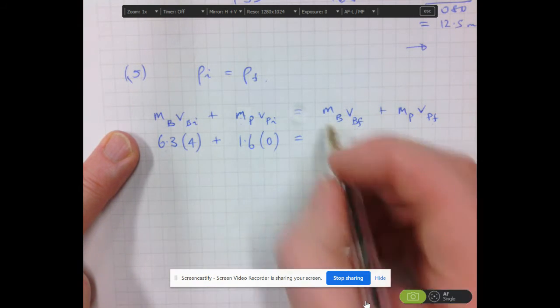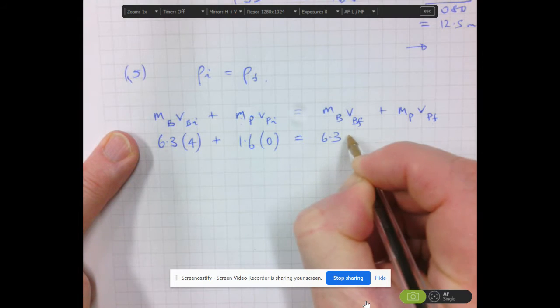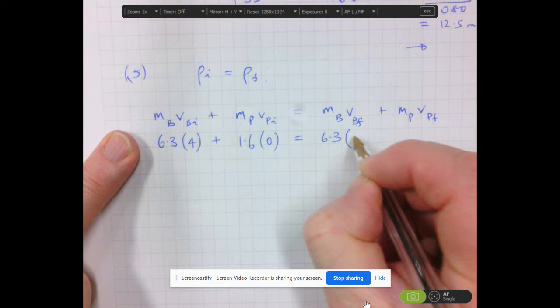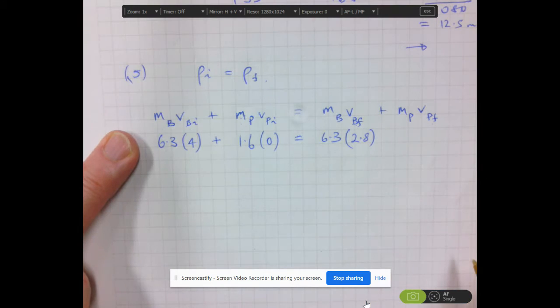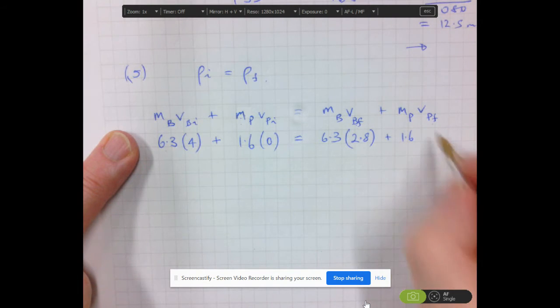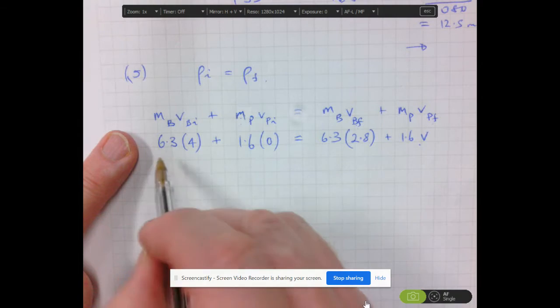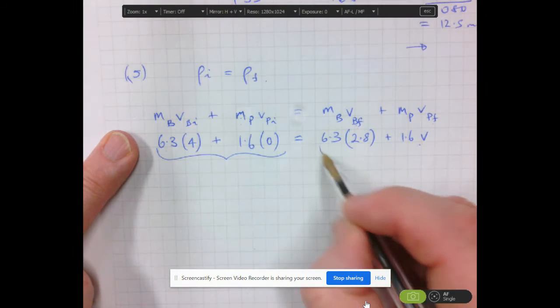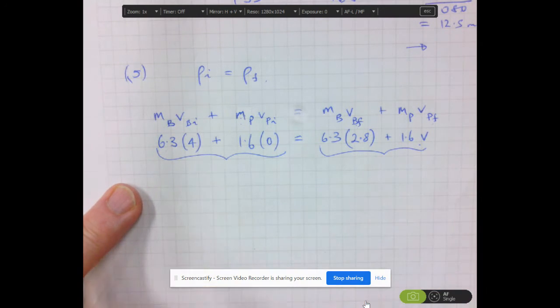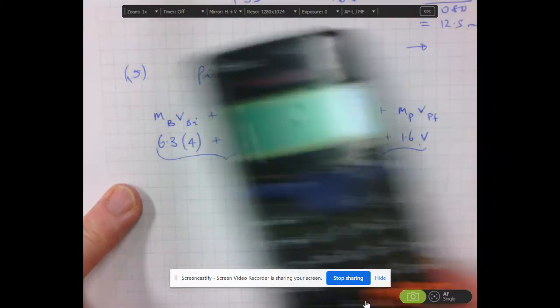Right, now because there's no combining of masses, the mass of the bowling ball after would be the same. So that's 6.3. Now the final velocity of the bowling ball is now 2.8. Okay. And the mass of the pin is 1.6, but it has now changed. So it now has a velocity, which I'm just going to substitute as V. I don't need all this subscript going on here. Okay, so this is the momentum. This is the initial momentum. This is the final momentum, and these two must be equal. And this sets us up with an equation that we can now solve.